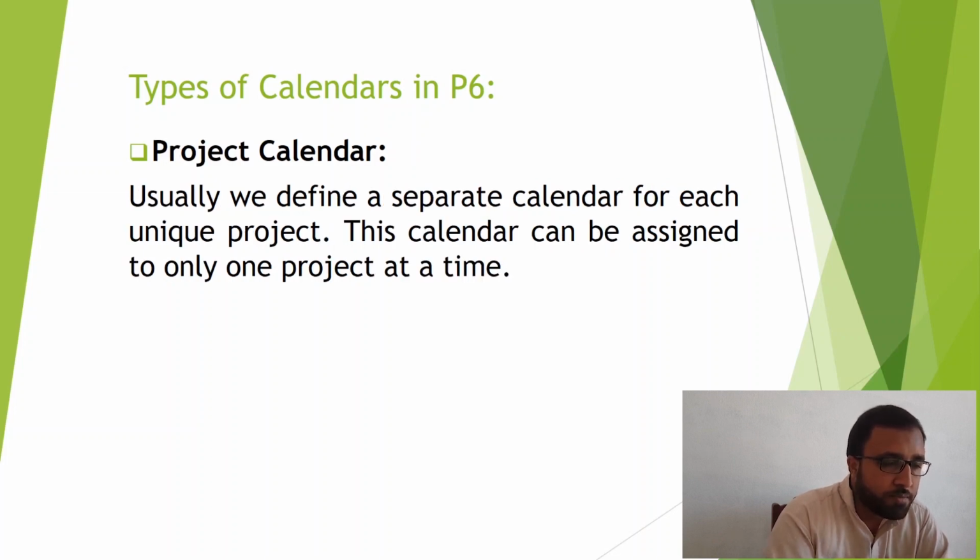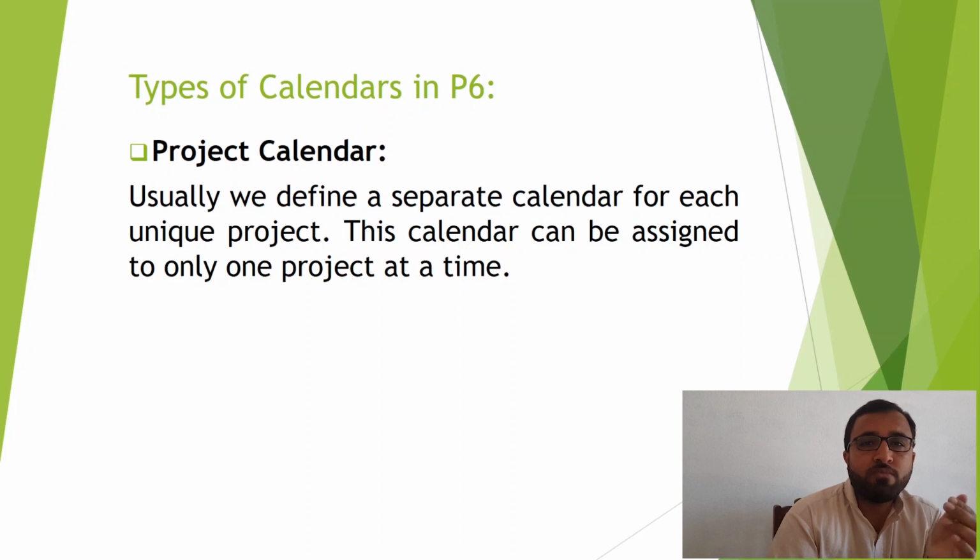Then there is a project calendar. Usually we define a separate calendar for each unique project. This calendar can be assigned to only one project at a time. What we will do today is create a project calendar comprising 6 working days in a week and 10 working hours in a day. Time will start at 7 AM in the morning and finish at 6 PM in the evening, and there will be a lunch break from 1 PM to 2 PM.